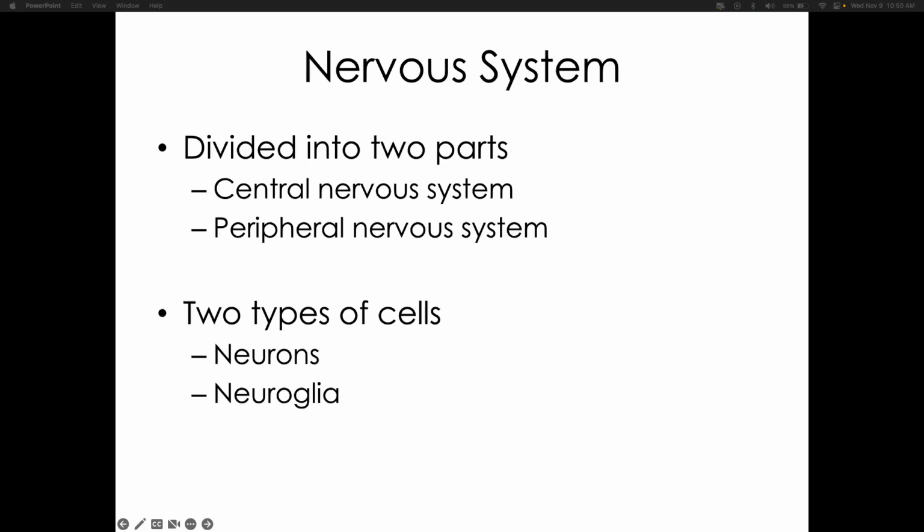There are two parts of the nervous system. We have our central nervous system and our peripheral nervous system. The central nervous system is the brain and our spinal cord, and the peripheral nervous system are our nerves, our sensory receptors, and our neuron cell bodies. And then two types of cells in the nervous system are our neurons. Neurons are the cells that transmit signals, and our neuroglia, which are supporting cells that help neurons function.